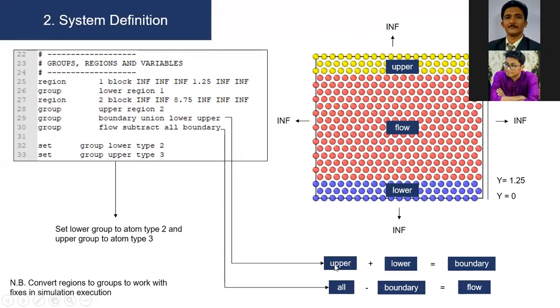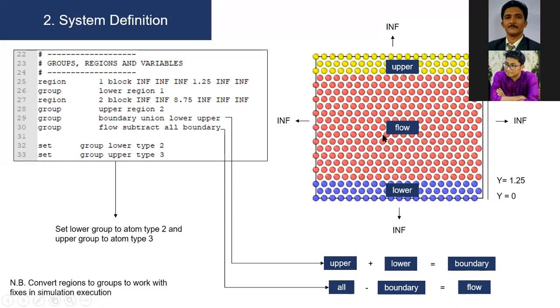So we're just saying that upper and lower equals boundary. We're defining another group so that if we apply fixes only on the boundary group, we don't have to write two fixes individually on the upper and lower groups. Rather, we can just apply a fix on the boundary group and it will fix the upper and lower groups. And then we define the flow group, which is all subtract boundary.